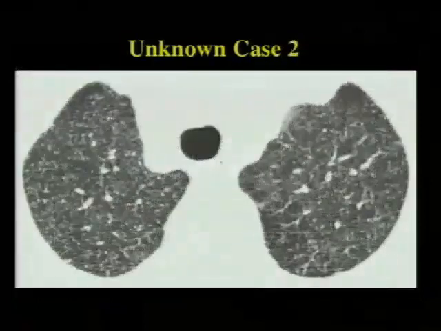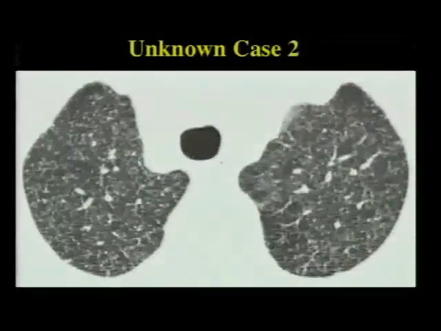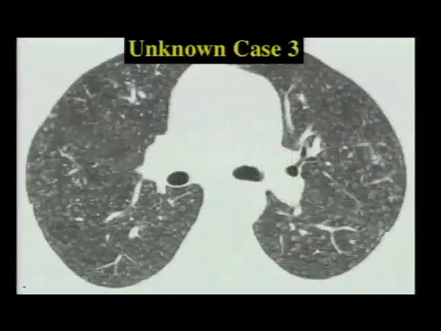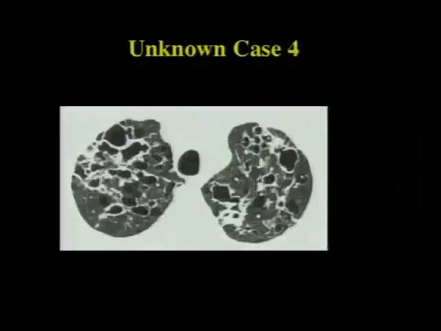Unknown case 1, multiple nodules occurring in clusters along the fissures, along the pleural surfaces, and along vessels and bronchi. Number 2, multiple very small nodules, diffuse, very sharply marginated. Number 3, again, another example of multiple nodules with a diffuse distribution. These do not involve the pleural surface.